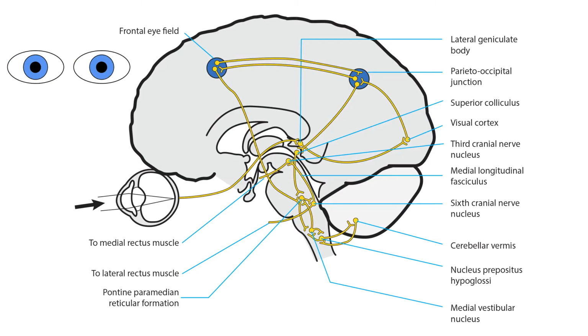Let us say you want to make horizontal saccades to the right. The signal goes from the cerebral cortex on the left down to the pons on the right. A brainstem circuit connects to the right sixth nerve nucleus and then to the extraocular muscles that govern right gaze.